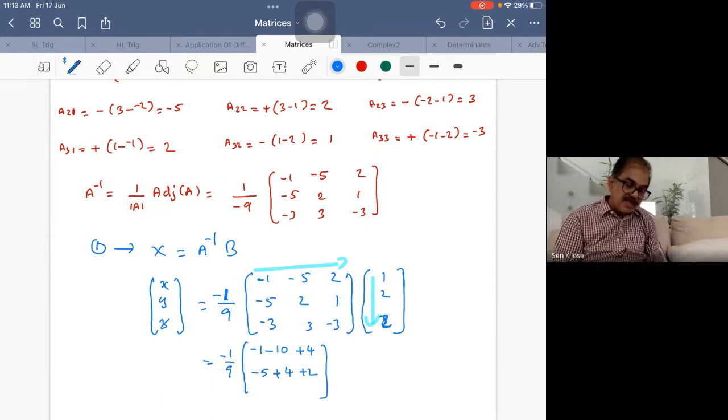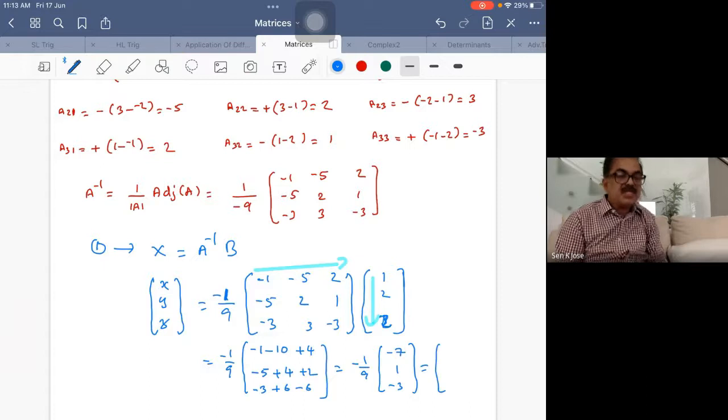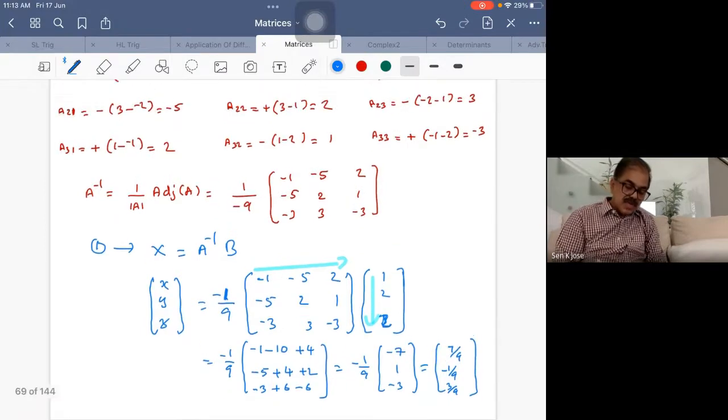And then again, third row into the first column. Minus 3 plus 6 minus 6. So we get minus 1 by 9 into minus 7, 1 and minus 3. Then in the last step, you will take this minus 1 by 9 inside. So I'll get 7 by 9, minus 1 by 9 and 3 by 9. That's it. So I have my solution.